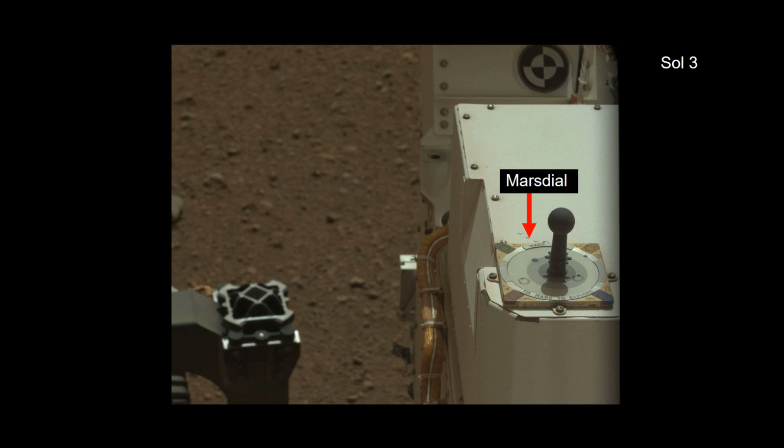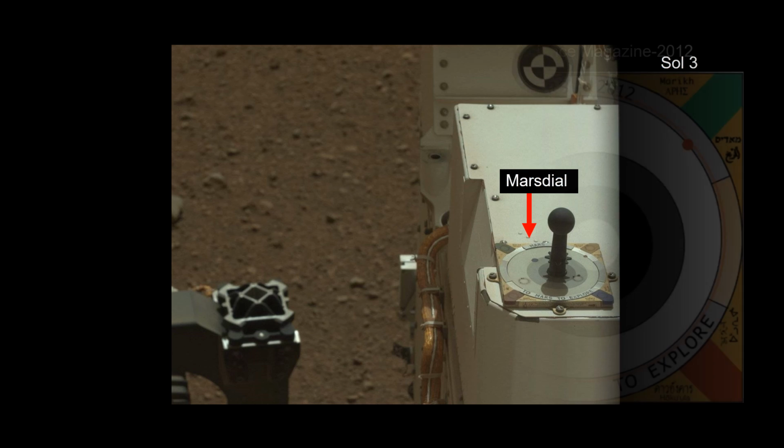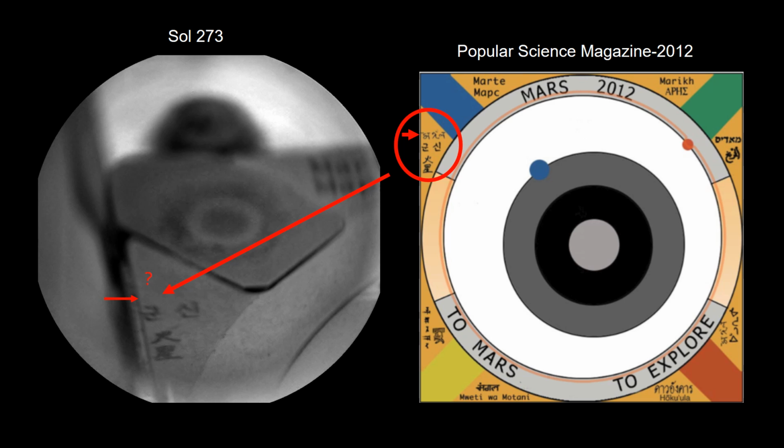This is the Mars dial, which is located on the rear of Curiosity and is used to calibrate the panoramic cameras. In the image on the right, we see an artist rendering of the Mars dial. There are no pre-launch images available of the dial. In the design, the word Mars is written in 17 different languages. However, in the close-up image on the left taken on Mars, the first row of characters is missing.